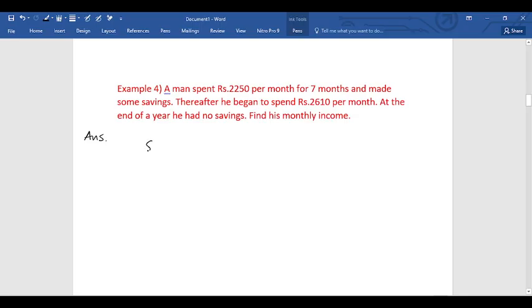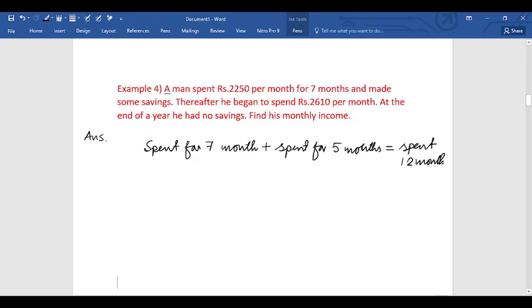A man spent for 7 months plus spent for 5 months is equal to what he spent for 12 months, isn't it? So first he spent for 7 months, then for 5 months, then his actual spent on 12 months. Okay.